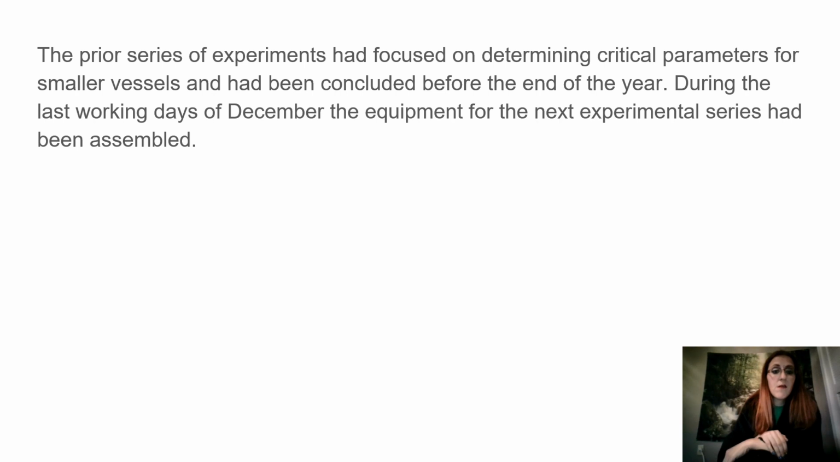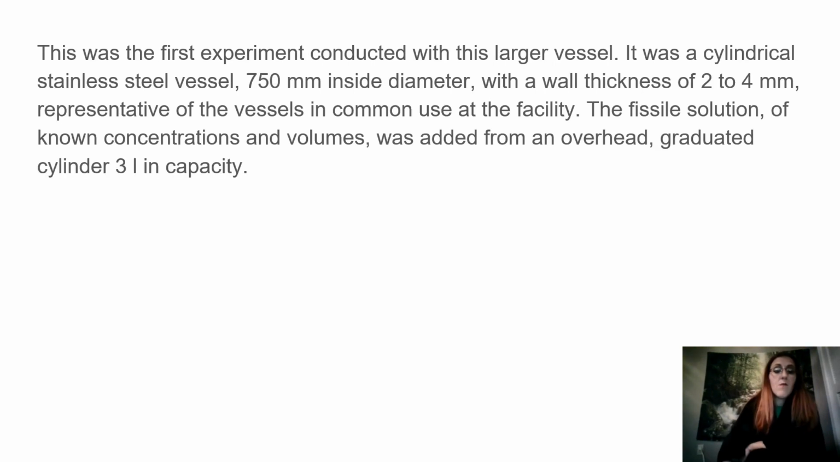The prior series of experiments had focused on determining critical parameters for smaller vessels and had been concluded before the end of the year. During the last working days of December, the equipment for the next experiment series had been assembled. This was the first experiment conducted with this larger vessel. It was a cylindrical stainless steel vessel, 750 mm inside diameter, with a wall thickness of 2 to 4 mm, representative of the vessels in common use at the facility.